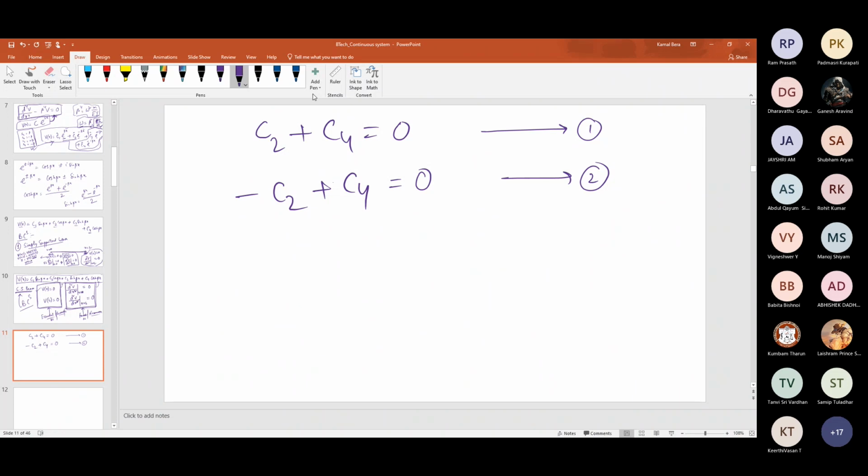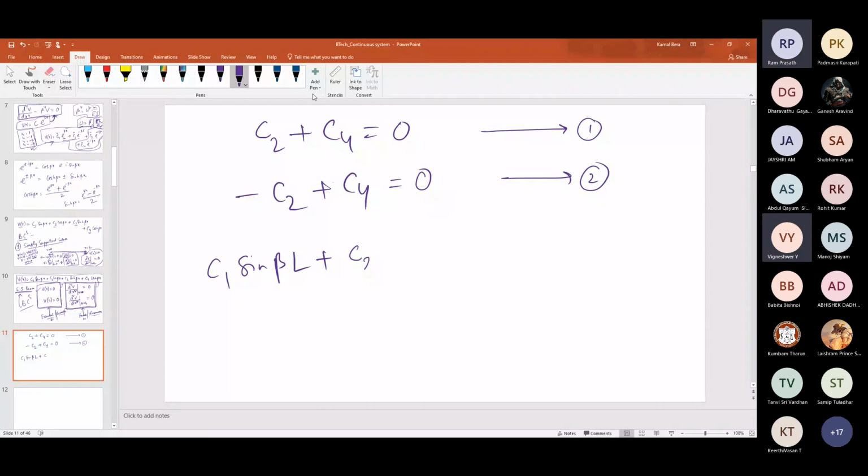Are you getting it? Yes or no? Yes, sir. Actually, I forgot to take beta there. Tell me the third and fourth equations. I'm getting C1 sin beta L plus C2 cos beta L. So C2 we can take 0.